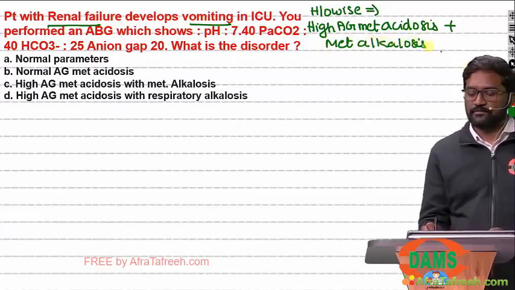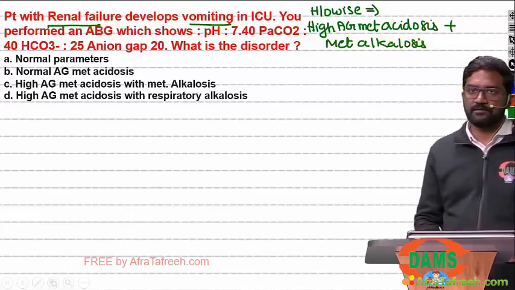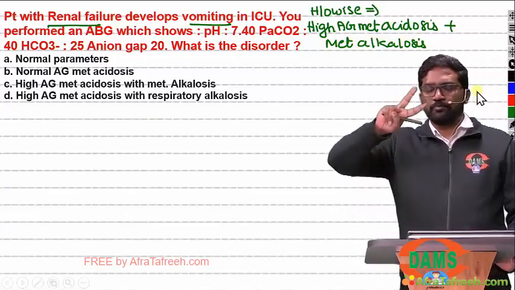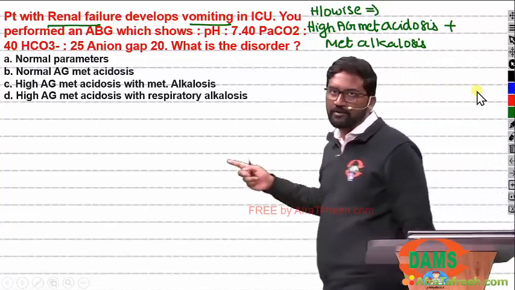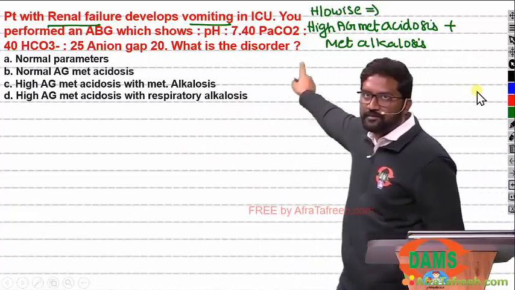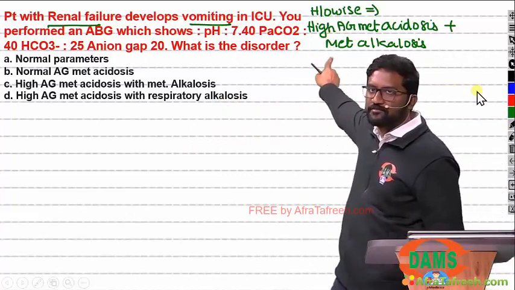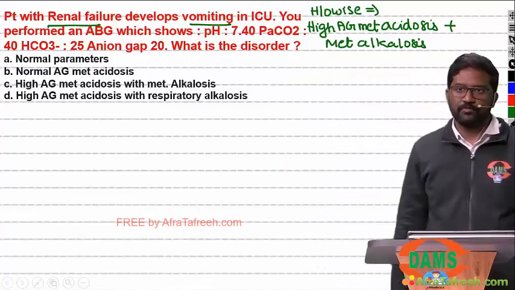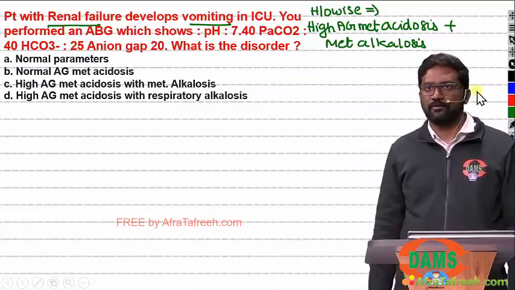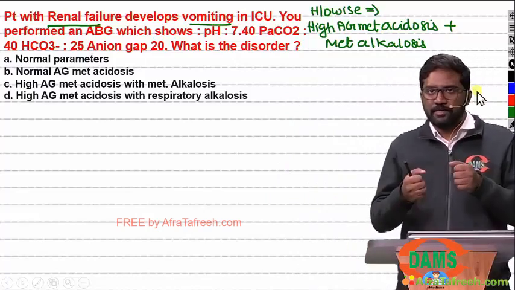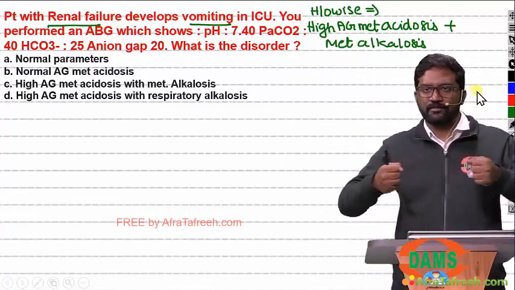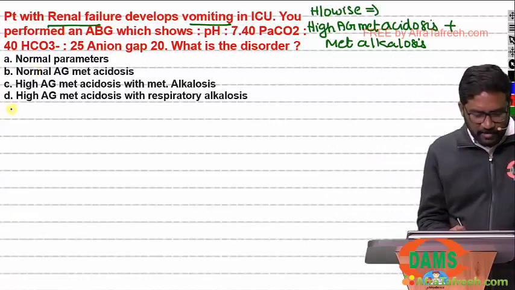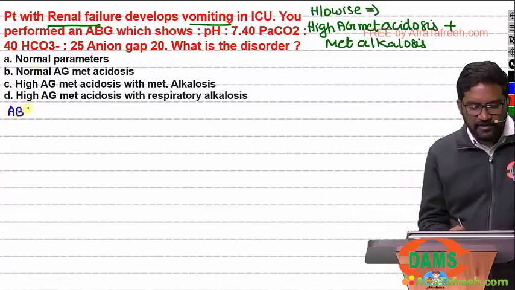Now if you see this situation, it is a very peculiar condition. There are two mutually opposite metabolic disorders. One is metabolic acidosis and the other is metabolic alkalosis. Whenever there are two mutually opposite metabolic disorders, you can expect the pH to be normalized, because they are mutually opposite. Now let us see the ABG-wise approach.